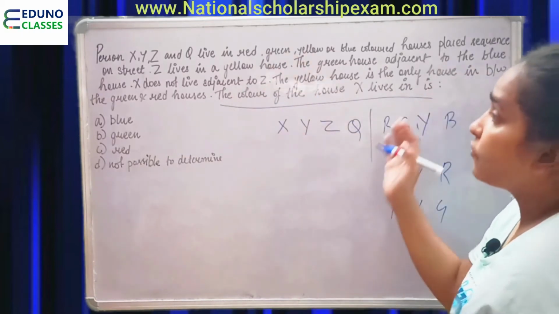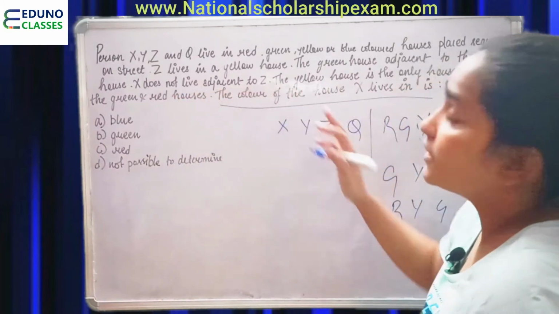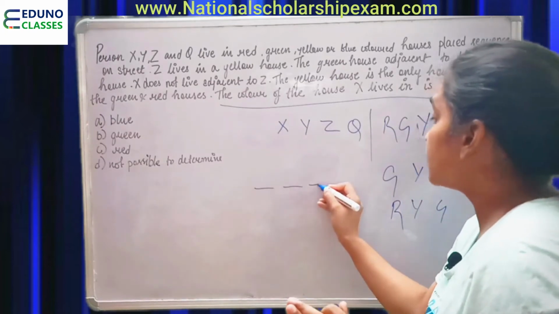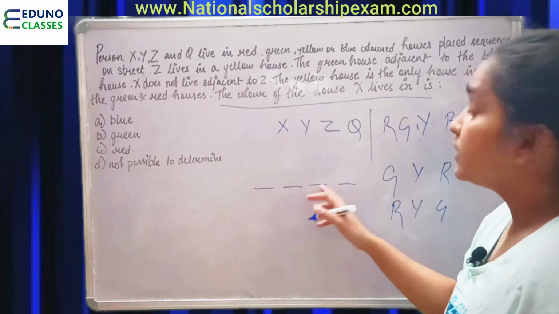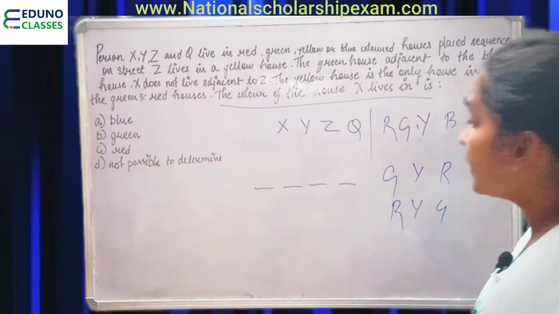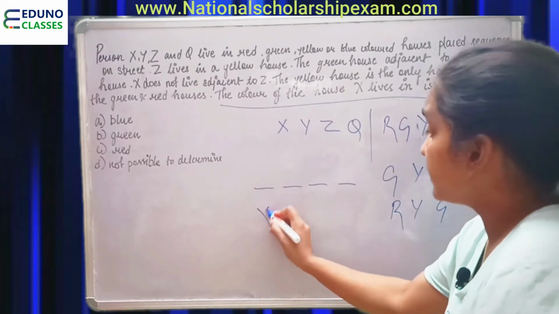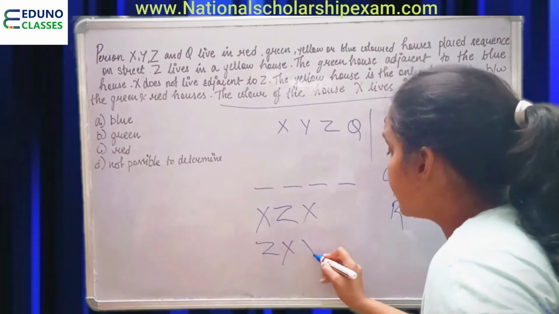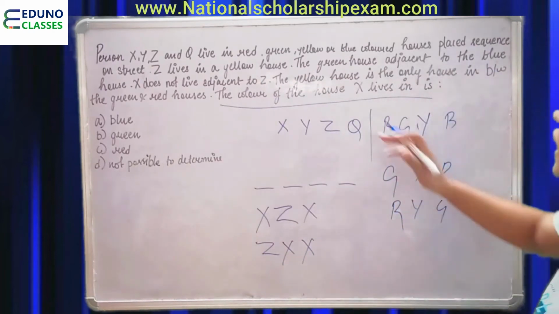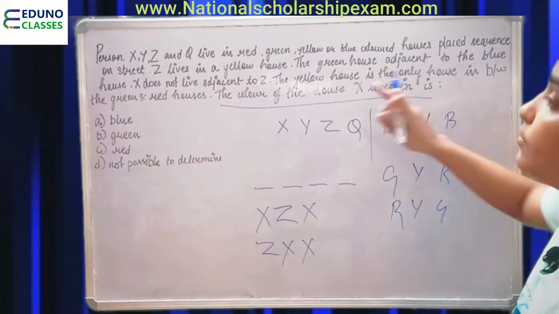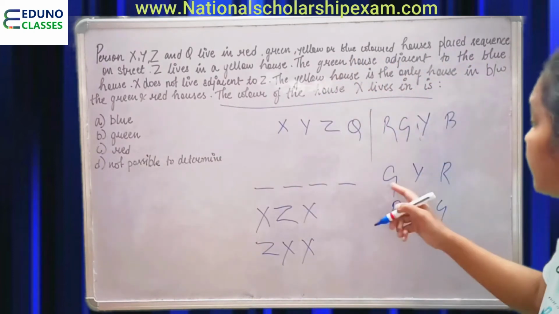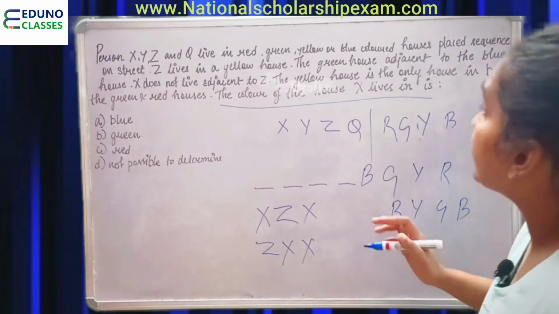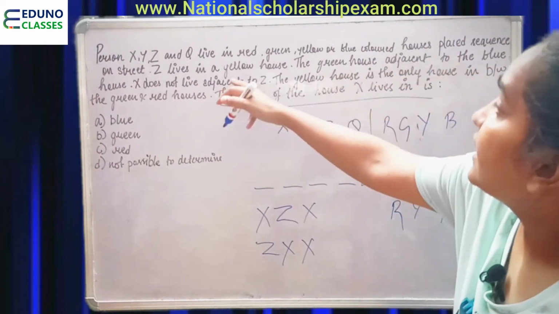Now again from the last, X does not live adjacent to Z. What can be the position of Z? There can be 1, 2, 3, 4 positions of Z, but the possibility of X living adjacent to Z is not possible. Now the green house is adjacent to the blue house. These are the possibilities.